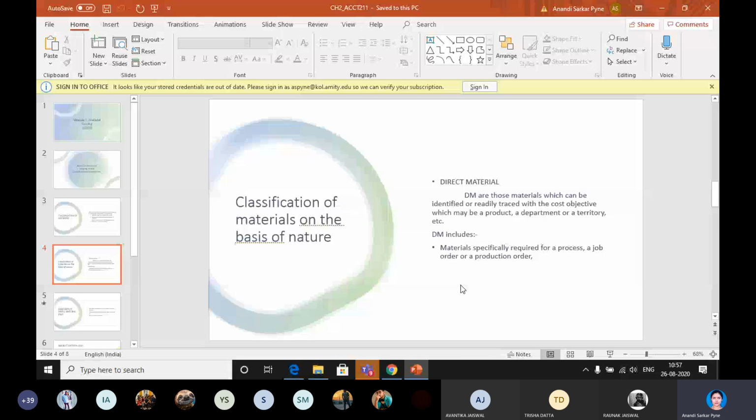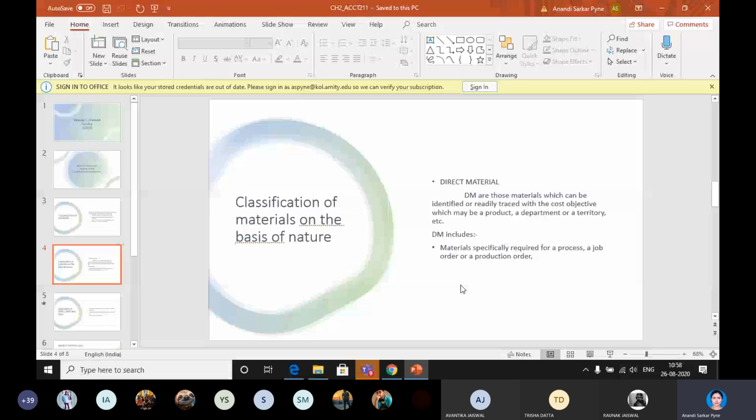So what is direct material? Direct materials are those materials which can be identified or readily traced with the cost objective, which may be a product or a department or a territory, etc. In layman's language, direct materials are the materials which are directly related to the cost of production, directly related to the cost objective, maybe for creation of the product, maybe for the department, maybe for the territory. So that is direct material.